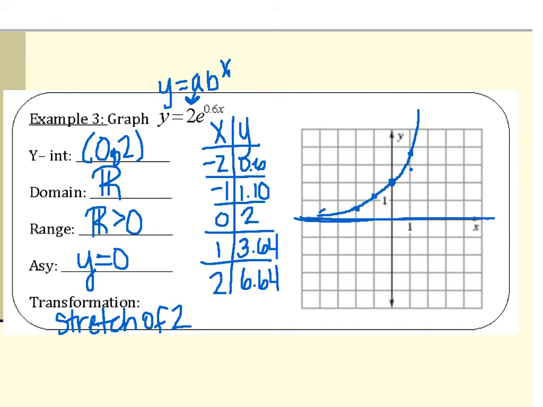So there's my graph. And this is definitely a growth function just by looking at it. And that might be one thing that you could quiz yourself on, look at all the graphs and pick out whether they're growth or decay. This is definitely a growth function though. And that's all for this example problem.